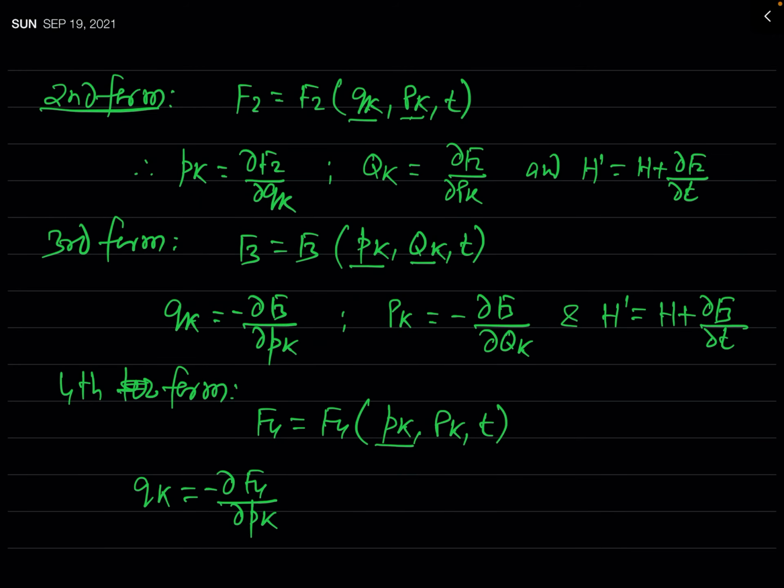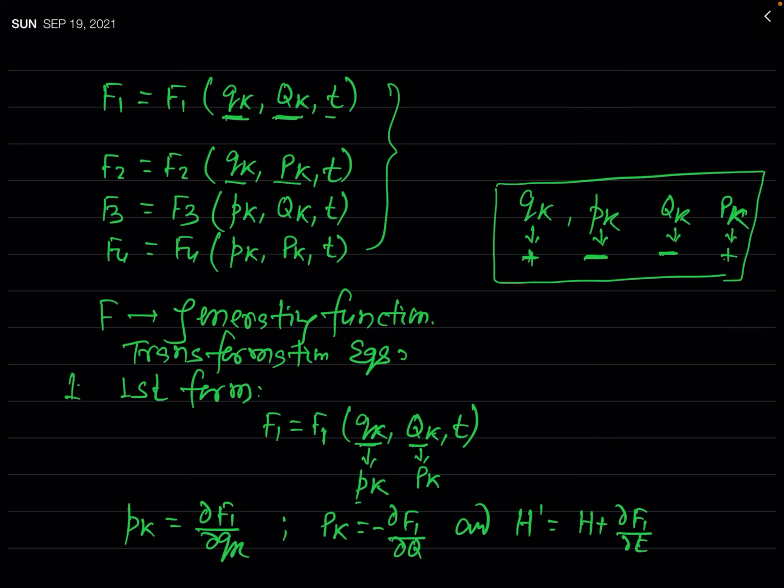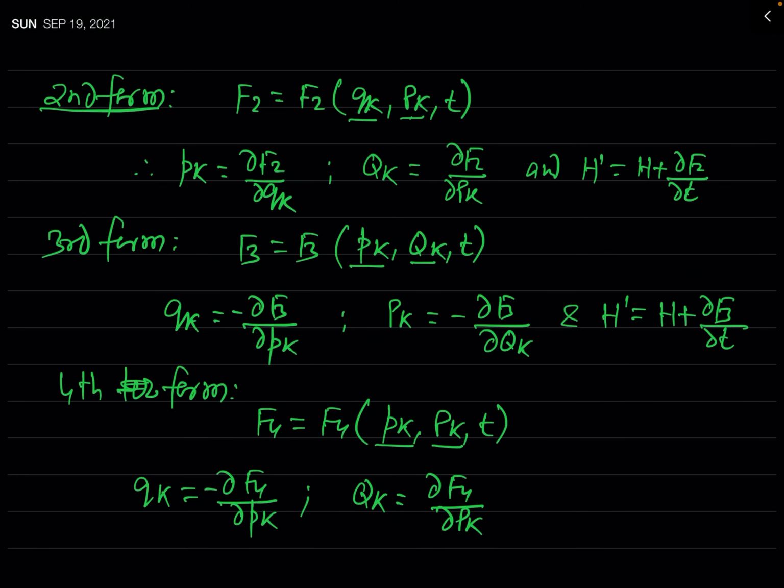So here it will be minus. And now there is capital Pk in the argument, so you have to find capital Qk. And this will be del F4 by del Pk. And you can see that when differentiation is with respect to capital Pk, we have to take plus sign. So this will be plus. And again, the new Hamiltonian H prime will be equal to the old Hamiltonian plus del F4 by del t.